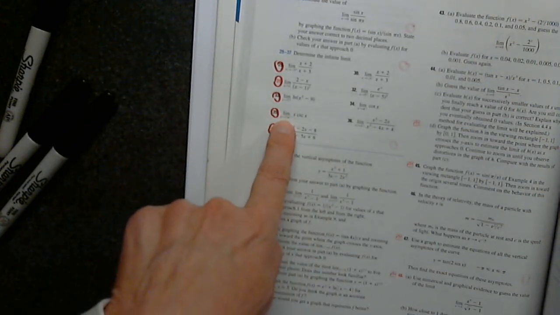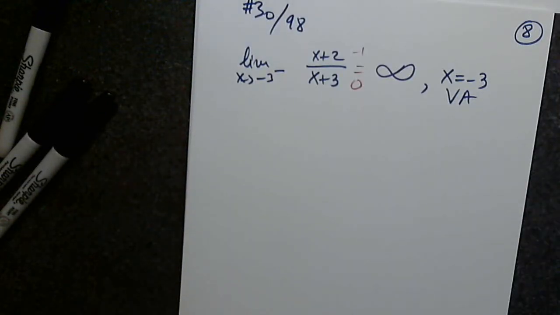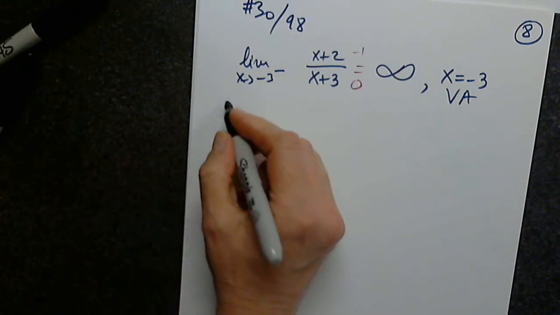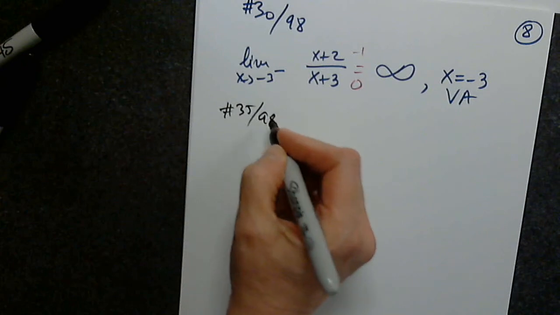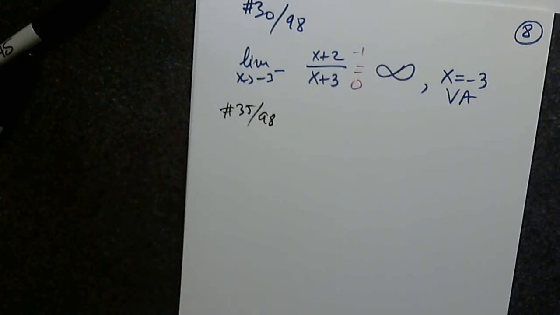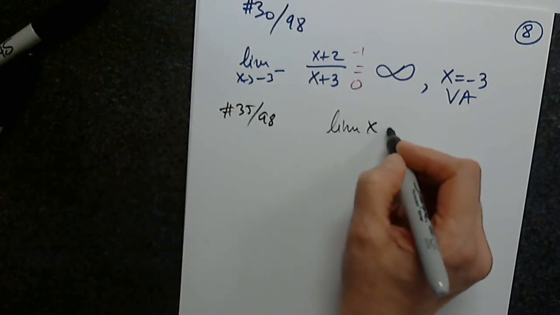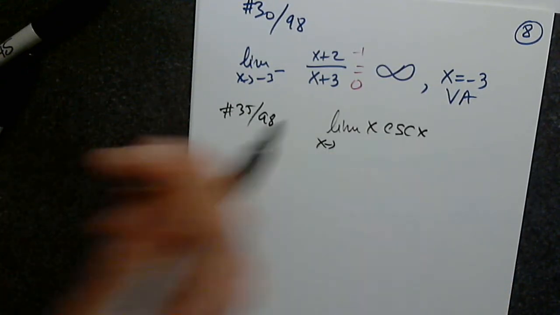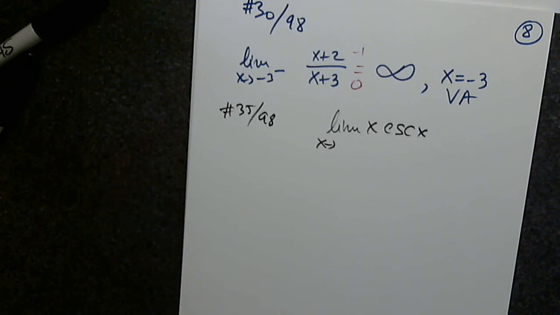Now please choose anything else you want. Which one? 35. 35. This one. Very good. So in 35 on page 98, we have the limit of x cosecant x when x approaches, I think it's 2 pi from the left. Yes, it is.